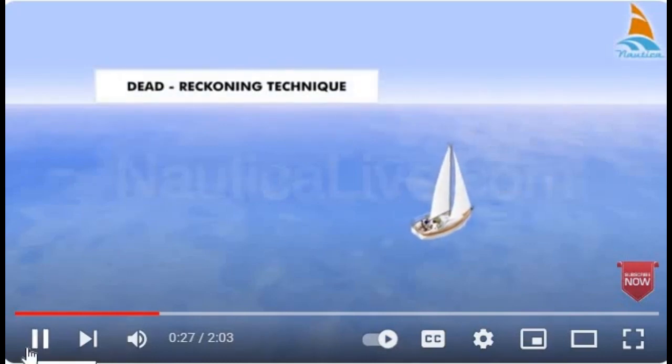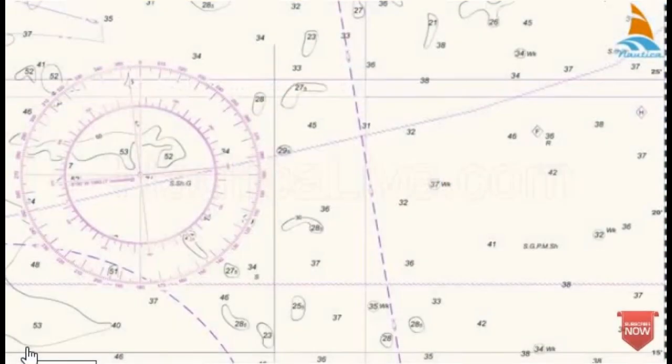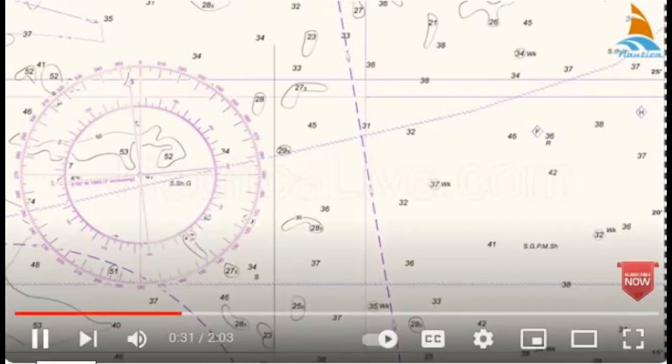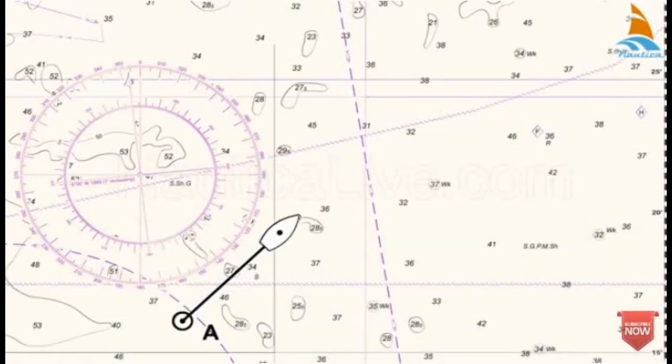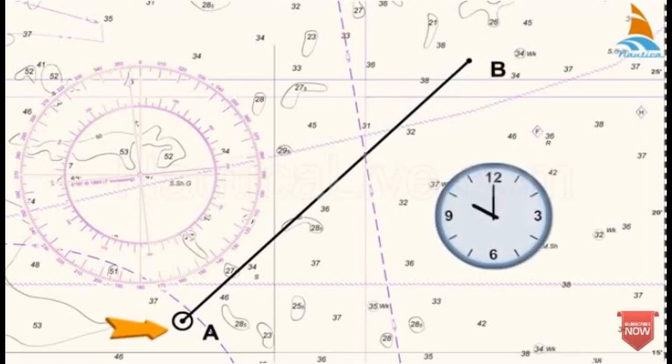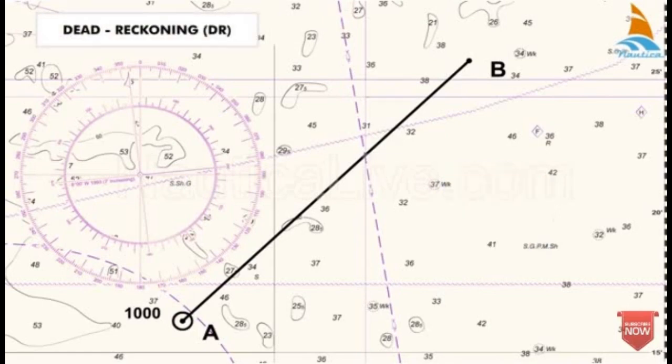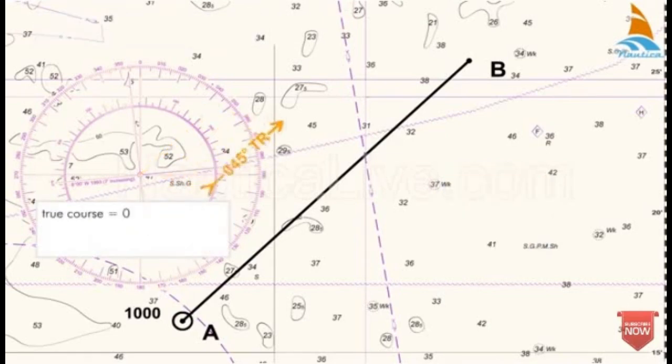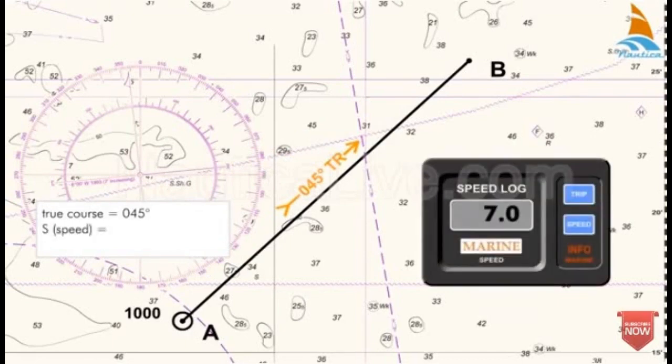Called the dead reckoning technique. Let's assume that we're sailing from A to B, and that A is the last fixed position plotted on the chart at 10 o'clock. Now it's 11:30, and we have to plot a new position using the dead reckoning, DR. The true course is 045 degrees, and the speed through the water, taken from the speed log, is 7 knots.